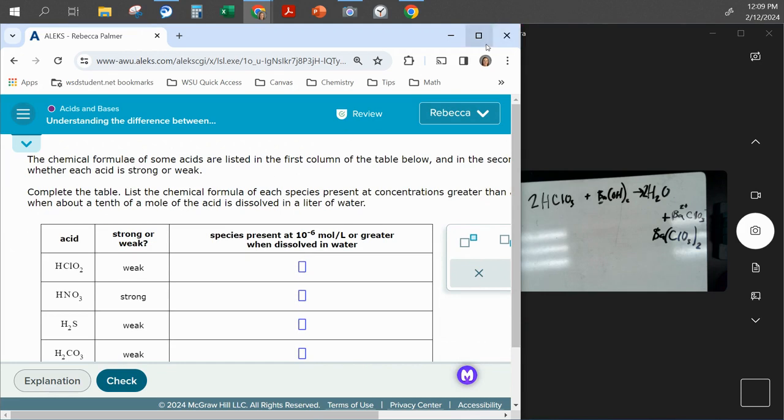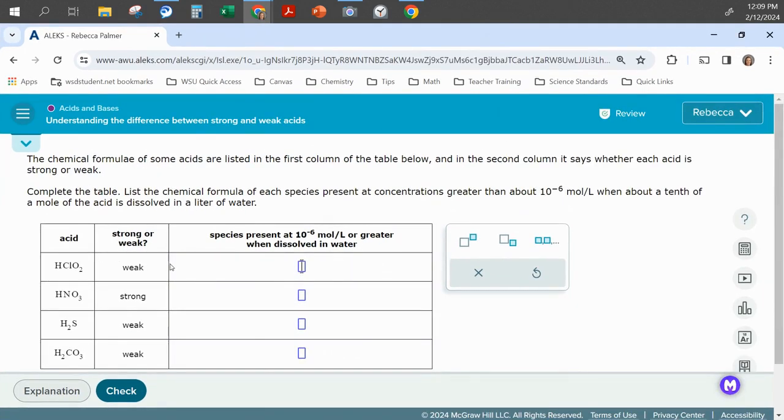Okay. So this one, when we see it's weak, we're going to get 4 species. We're going to have the original acid just as it is. We're going to have the hydrogen ion, and then we're going to have the conjugate base, and then we'll also have water. If it's a strong acid, the acid will completely break into hydrogen ions and the conjugate base. It's not going to have any of the original acid with hydrogen. So this one's weak. So we're going to get the original acid.